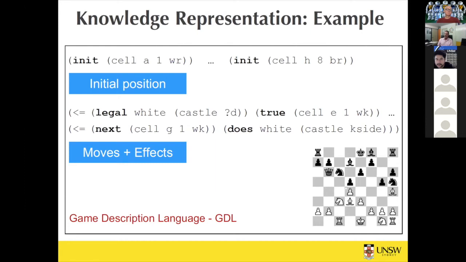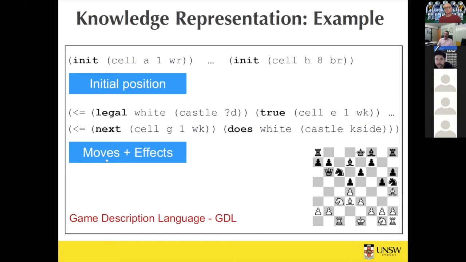This is a symbolic knowledge representation language, which allows you to, as we can see here in the first line, describe the initial position. The standard position in chess would be that one of the board cells, cell A1, contains a white rook, and then you list all the 32 pieces that you have in the initial chess position. H8 contains a black rook. This is the initial position.